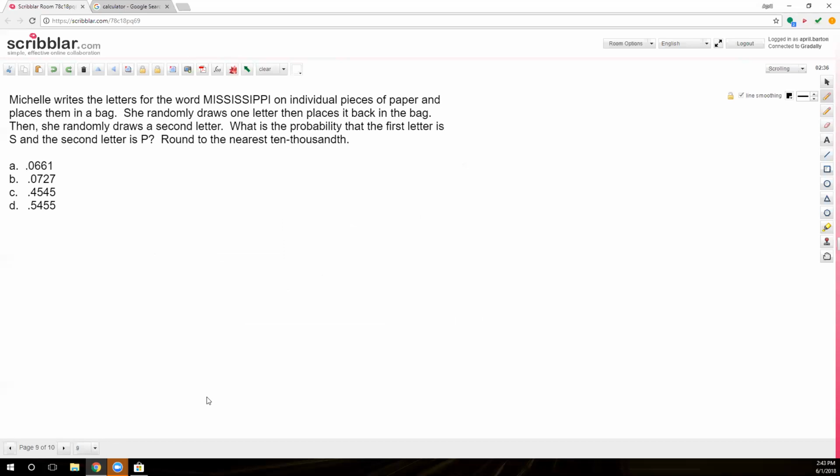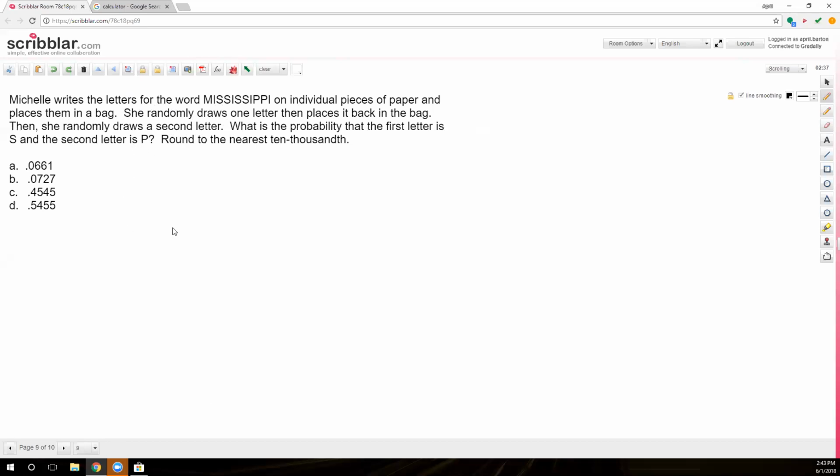So then one more question. Again, it always is going to go back to 1 over total. That doesn't change. But there's a little bit of variation on all of these. So this one, Michelle writes the letters for the word Mississippi on individual pieces of paper and places them in a bag. She randomly draws one letter, then places it back in the bag. Then she randomly draws a second letter. What is the probability that the first letter is S and the second letter is P?